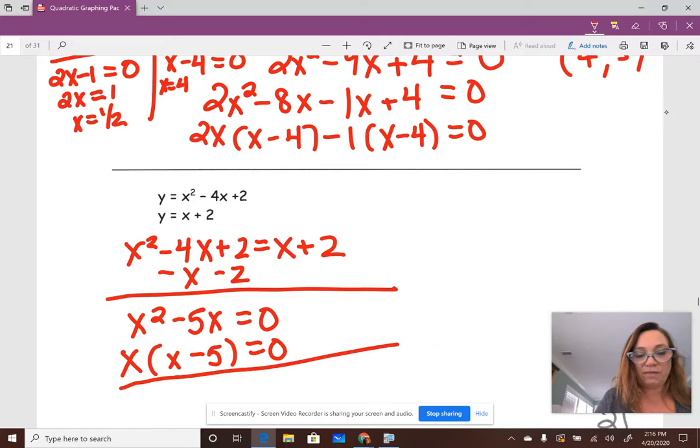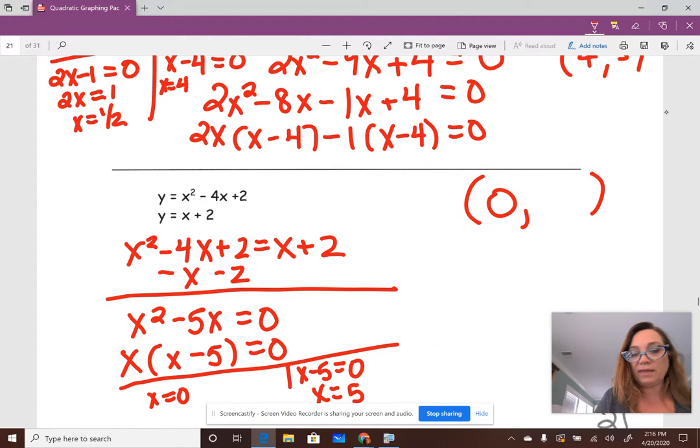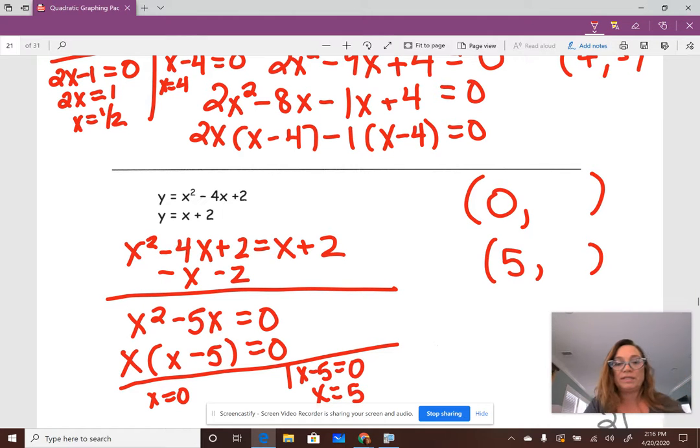So I set those equal to 0, so x equals 0, and x minus 5 equals 0, so x equals 5. So it's 0 comma something and 5 comma something. So I'm going to this linear one here. 0 plus 2 is 2. 5 plus 2 is 7. So again, I got two solutions.